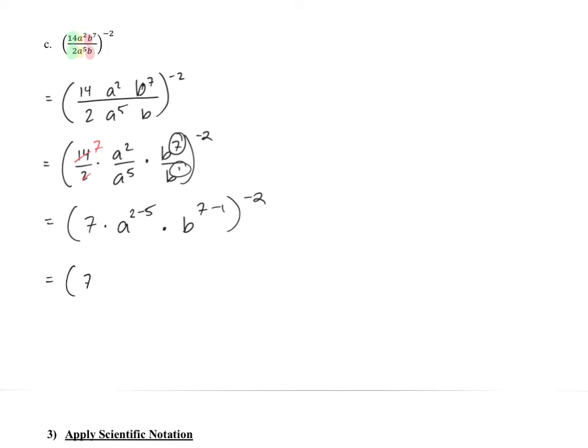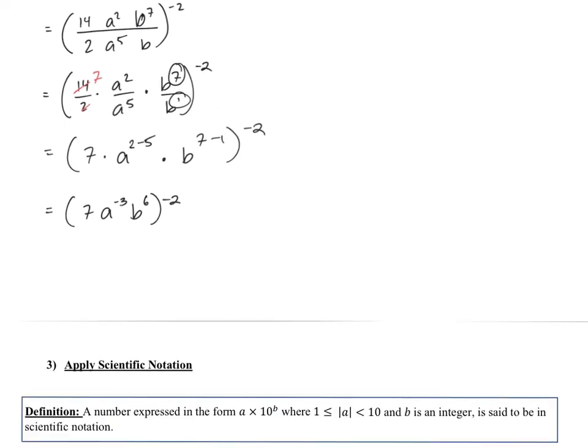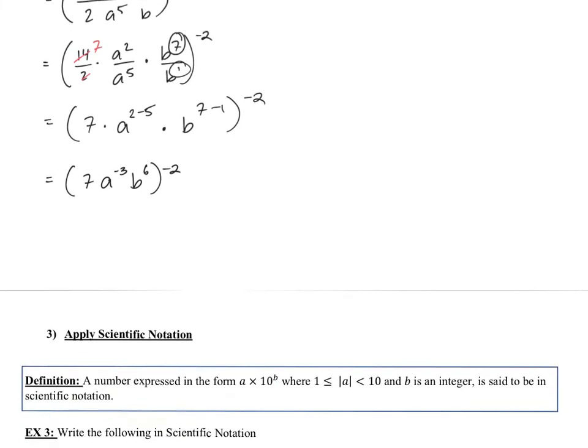Okay, so let's say we have 7, a to the, let's see, 2 minus 5 is going to be negative 3, and b to the 7 minus 1, which is going to be 6. So it'll be to the negative 2 power. You might be interested in putting that in the denominator, but first, after we've simplified the inside, let's bring in that negative 2 using the distributive property because, notice, they're all multiplication.